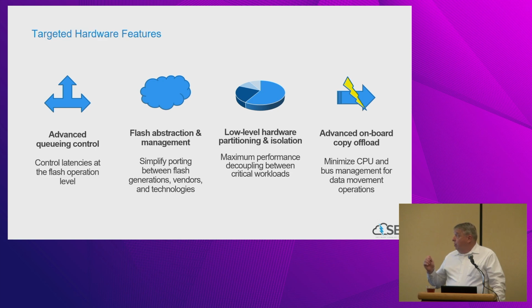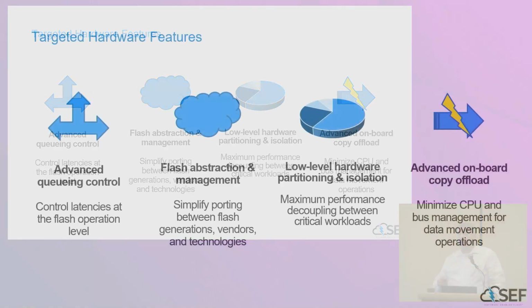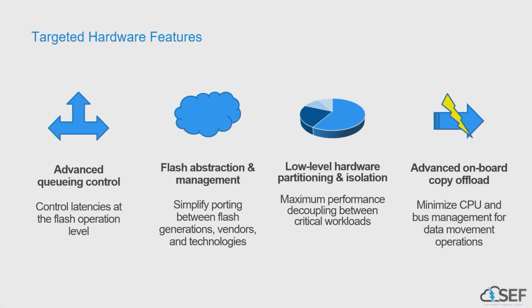Low-level hardware partitioning and isolation. This means we can go down through the API and through the CLI, the command line interface, and define for you how to split up the flash die in the drive. Get complete hardware isolation for different sections of the drive if you need it. Okay. And then some additional acceleration features that should be built into the hardware as well.